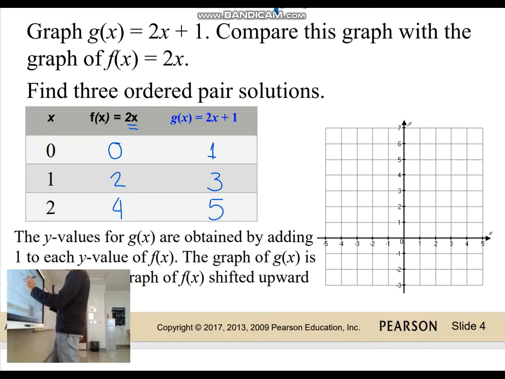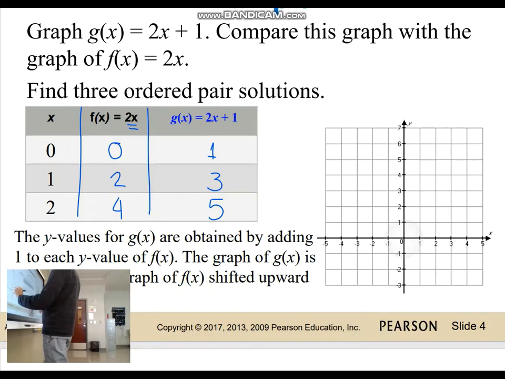I'm plotting the points in the graph first for f(x). That's represented in blue. (0, 0), x equals 1, 2, and x equals 2 and 4. I have 3 points here. Let's connect the dots. Here it is.